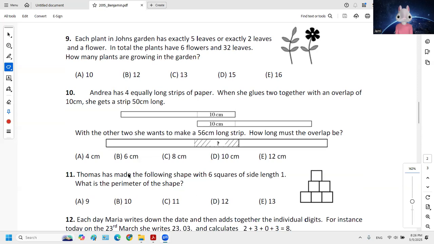Each plant in Jonathan's garden has exactly 5 leaves or exactly 2 leaves and a flower. In total, the plants have 6 flowers and 32 leaves. How many plants are growing in the garden?